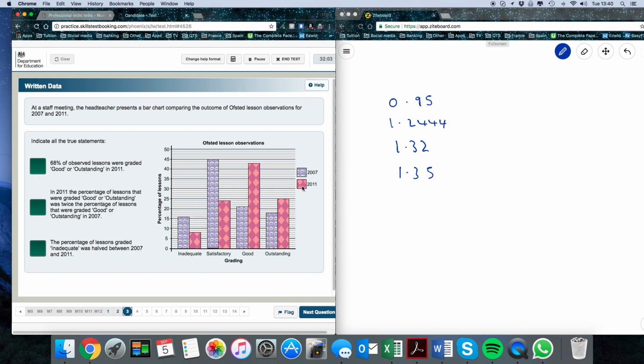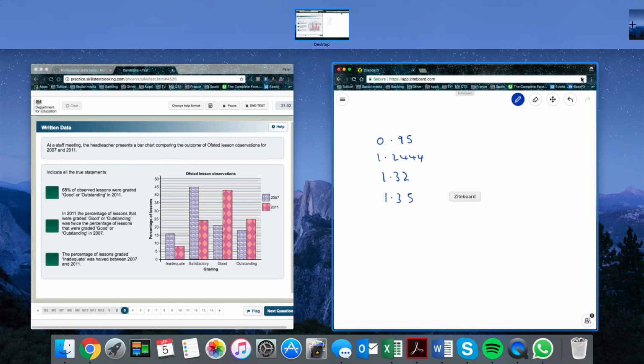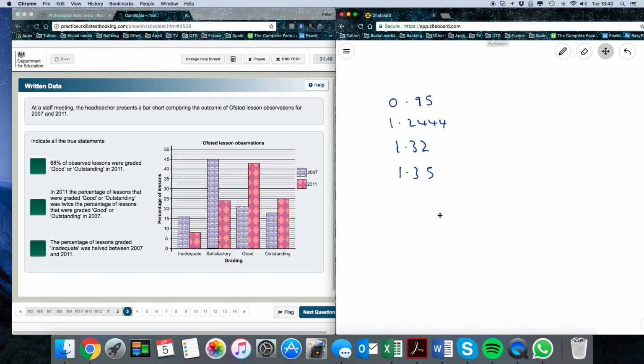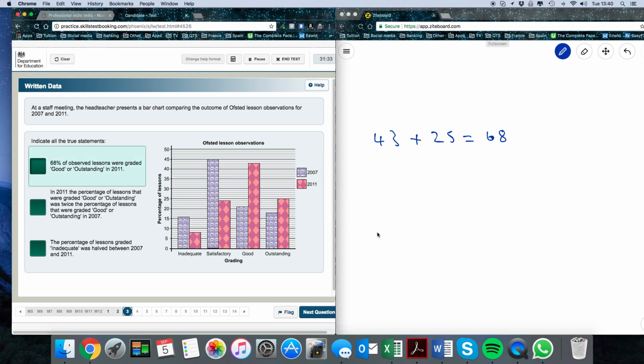So 2011 is the pink bars, and we need good, which is this one. We're just going to read this carefully. 40, 41, 42, 43. I'm going to jot that number down. So we've got a 43. That's good. Outstanding, a bit easier to read off, 25. You can use your calculator here if you need to, but that is indeed 68, so we tick that one, that one is true. Move on to the second statement.